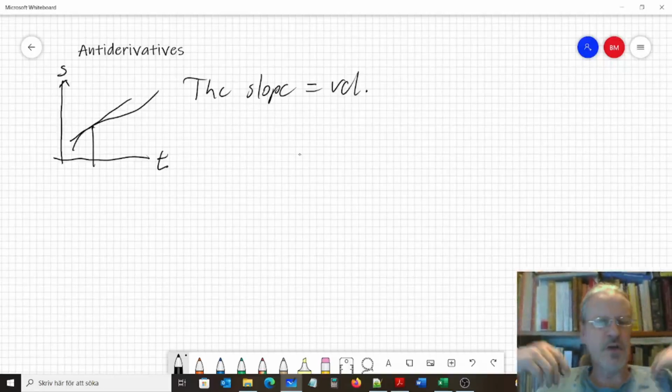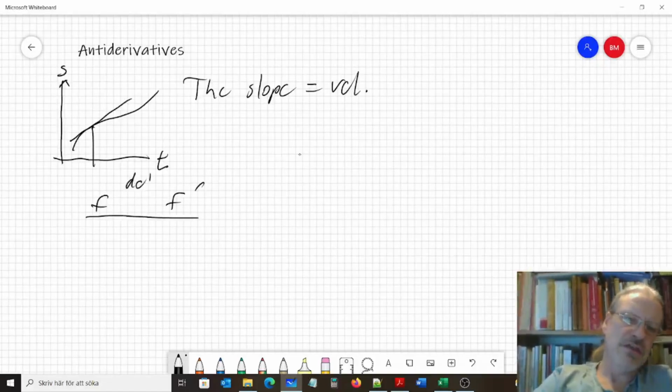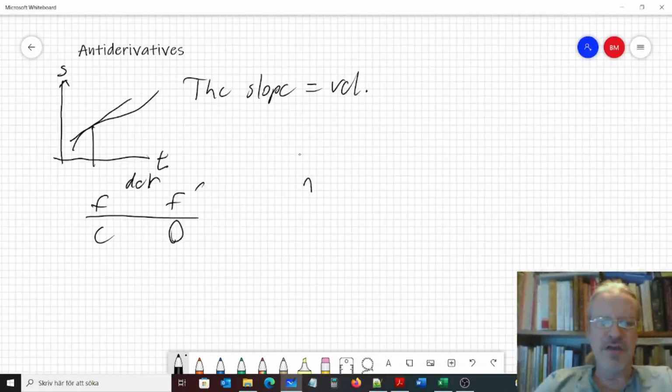So what we should start with is make a table of some rules for antiderivatives, and we can start with writing rules for derivatives. So if I have my function and I have my derivative, say we have a constant and we know that the derivative of a constant is 0. We can make a corresponding table for antiderivatives.